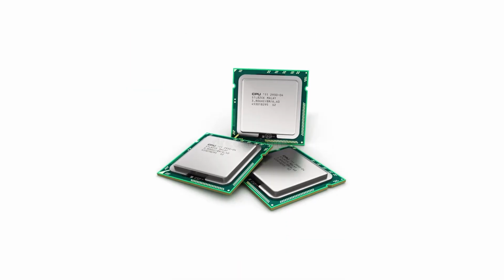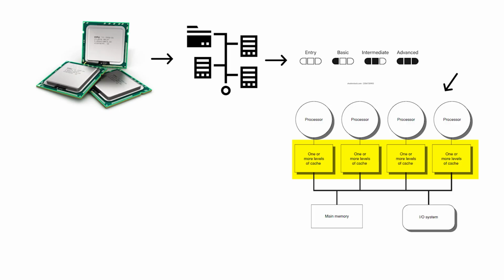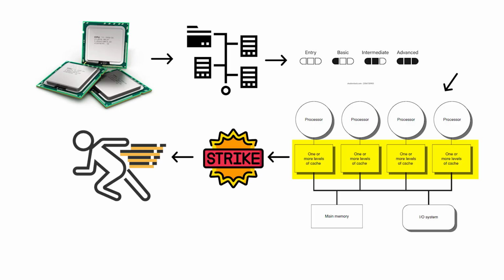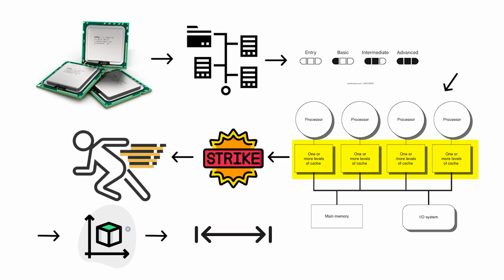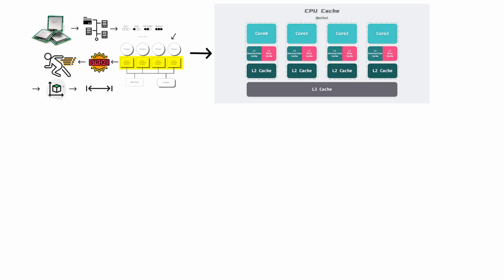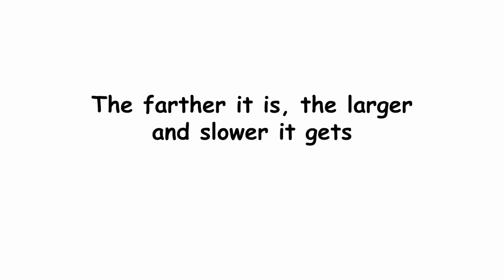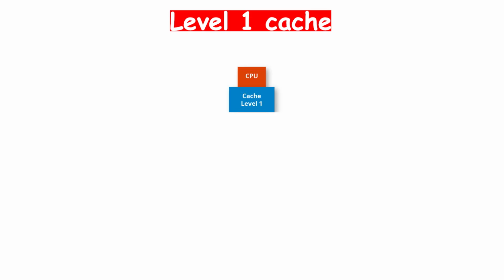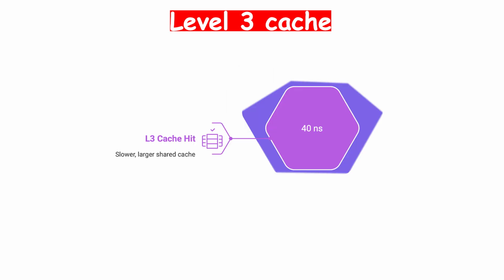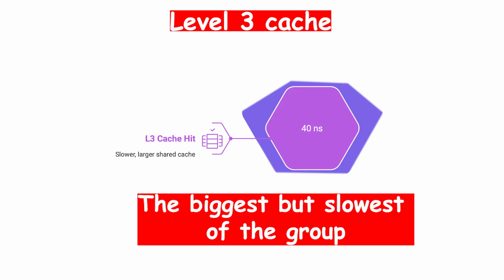Now, modern CPUs organize their cache into levels, forming what's called a cache hierarchy. Each level strikes a different balance between speed, size, and distance from the core. The closer the cache is to the core, the smaller and faster it is. The farther it is, the larger and slower it gets. These are the levels you'll hear about. Level 1 cache, the smallest and fastest. Level 2 cache, larger but slower. And level 3 cache, the biggest but slowest of the group.